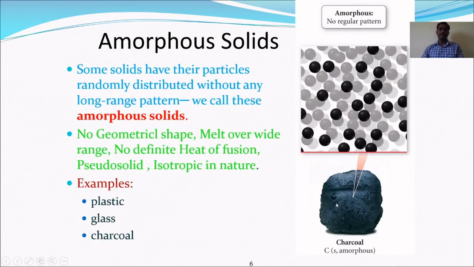The second type is amorphous solid. In amorphous solid, atoms, ions and molecules are arranged randomly. Therefore, it has no definite geometrical shape. It melts over a wide range. It has no definite heat of fusion. Its properties are the same in all directions. Such properties are called isotropic, and amorphous solids are called pseudo solids, or supercooled liquids. Examples are plastic, glass, charcoal.